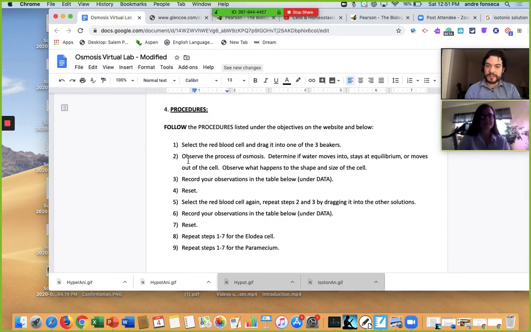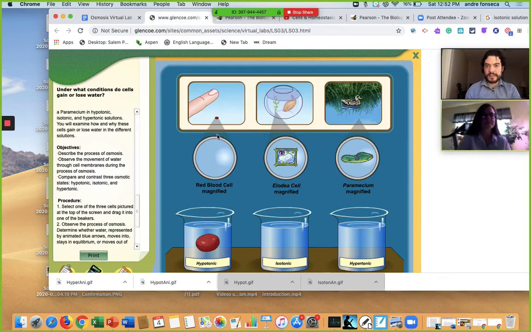What's step 2? It says observe the process of osmosis. Determine if water moves into, stays at equilibrium, that means the same or balanced, or moves out of the cell. Observe what happens to the shape and size of the cell. So I can say water moved into that cell because when the cell was outside, it was flat like this, and then when I moved it into the hypotonic solution, it got big, full of water like that, so water moved into it. Okay?